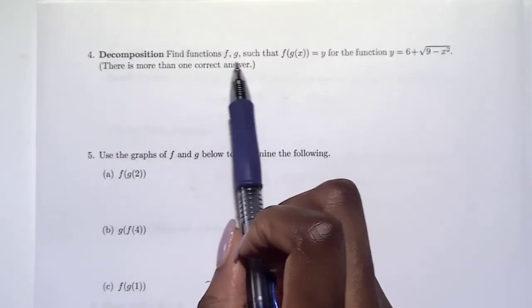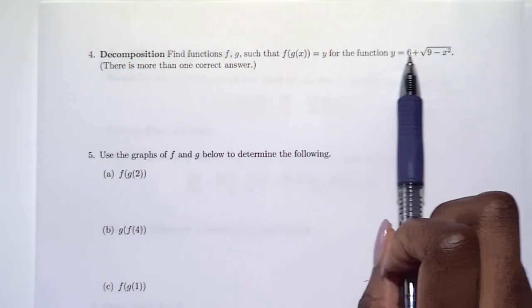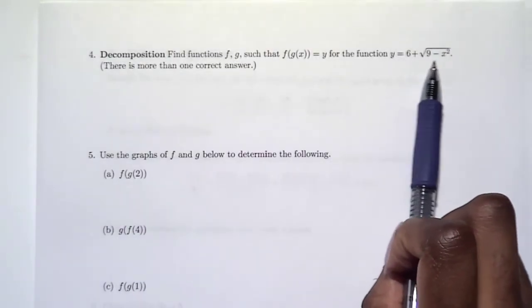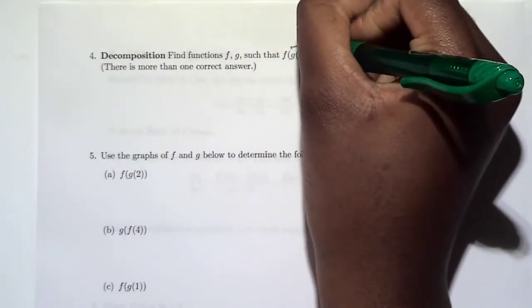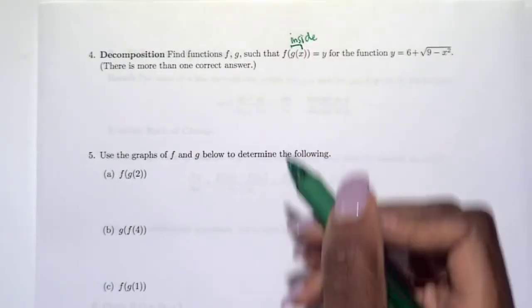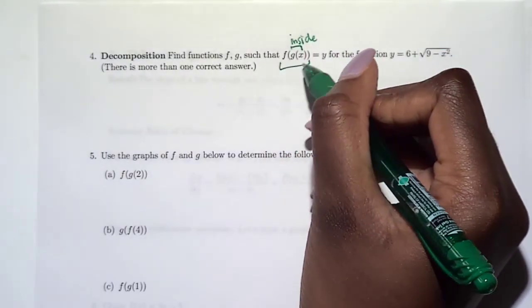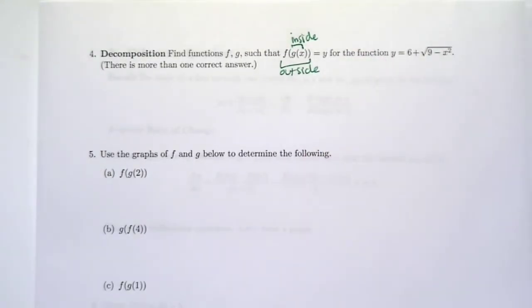We want to find f and g such that f of g of x is y. So this is our f of g of x. So this is a composition of two functions, and we just want to break it up into its multiple pieces. So the way I like to think of it is what's on the inside and then what's on the outside. And that will help you.